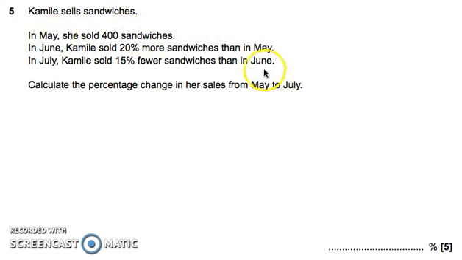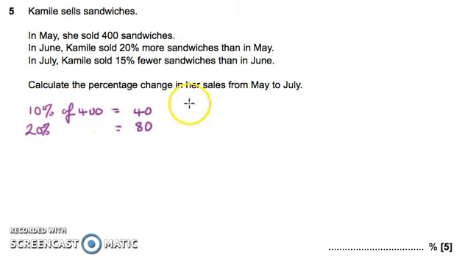May, 400. July, we don't know yet. It's something we need to work out. So the first step is to work out how many sandwiches she sold in June. You're going to do that by working out 10% of the 400. 10% of 400 is 40. Easy thing for everybody to do, just divide by 10. So that means that 20% is equal to 80, double that. So we've found out that in June, she sells 480 sandwiches. Remember this number.